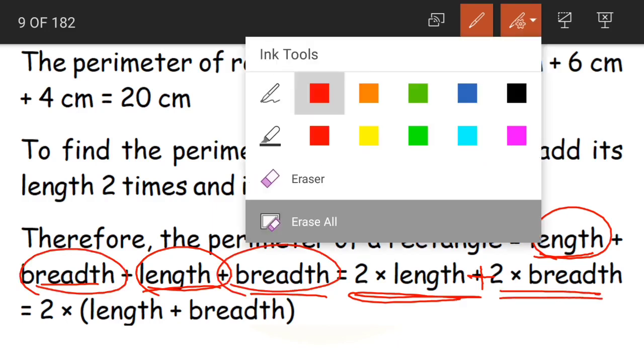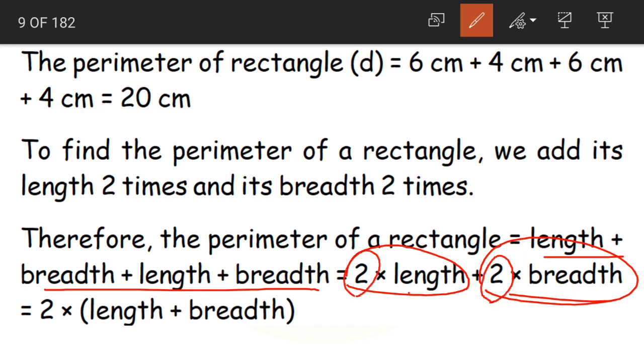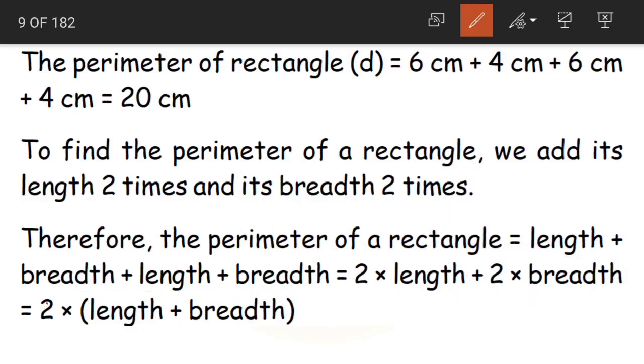What are we doing here? From the given 4 sides of the rectangle, 2 are lengths and 2 are breadths. So we are adding the 2 lengths and the 2 breadths together. 2 into length plus 2 into breadth. So it is nothing but, what is it? If we take out the 2 common, 2 into length plus breadth.